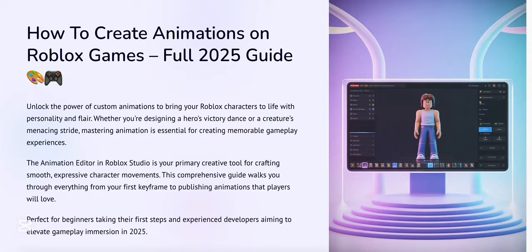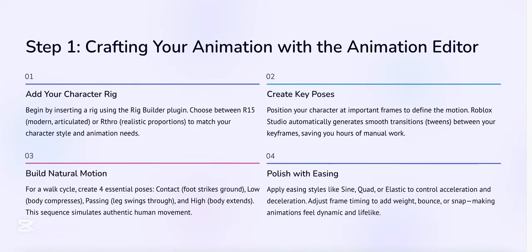Go to Plugins and then Animation Editor. Select the character's HumanoidRootPart to attach animation bones. Start creating keyframes. For example, frame 1, idle pose. Frame 10, arm raised. Frame 20, hand wave. Hit play to preview your animation.